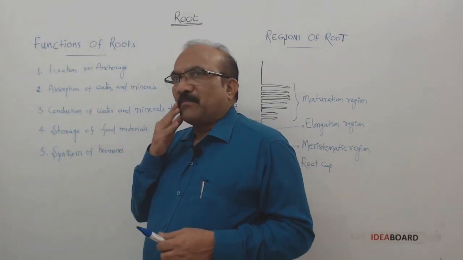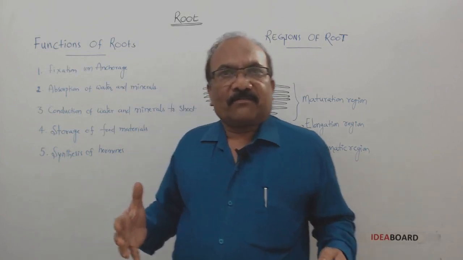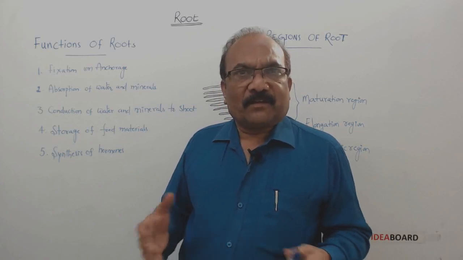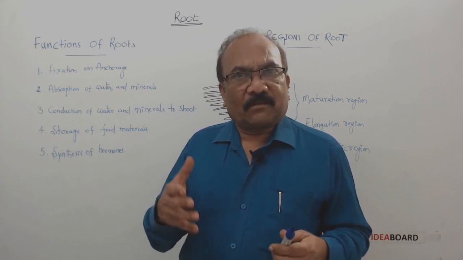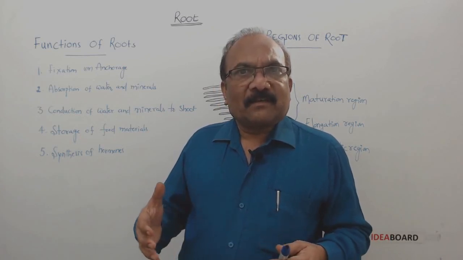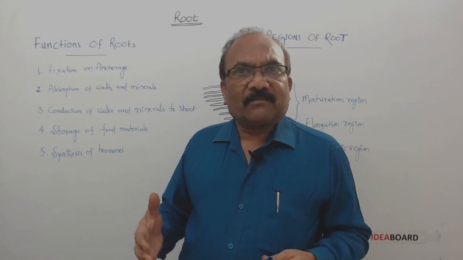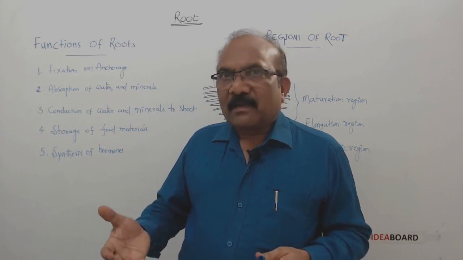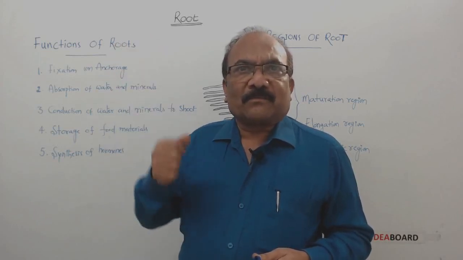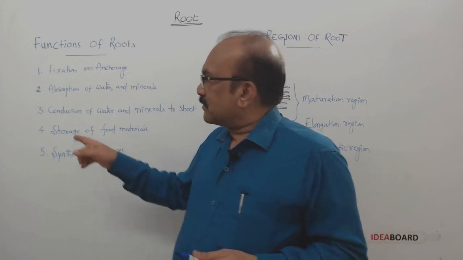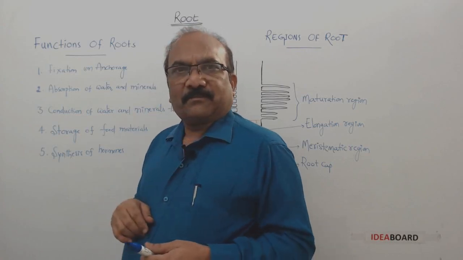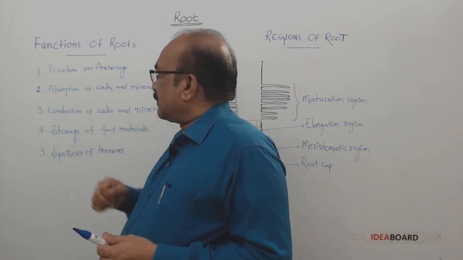And the third function: what will it do with that absorbed water and minerals? Will it use it? Of course, it uses some, but actually the water and the minerals which are absorbed by the root will be conducted, that means transported, to the shoot system. That is the third function, conduction of water and minerals to the shoot. And the fourth function.